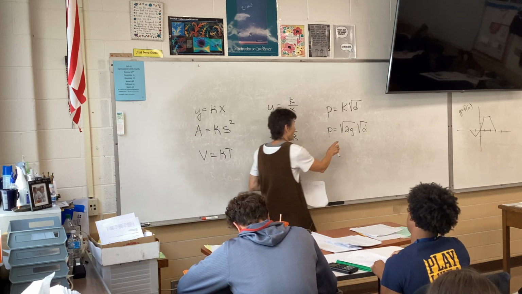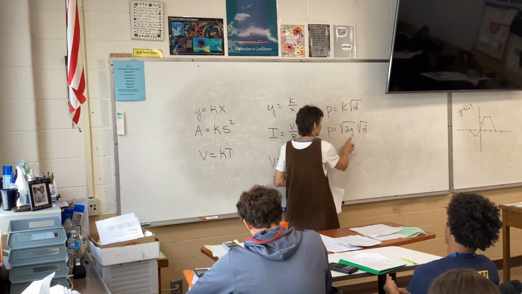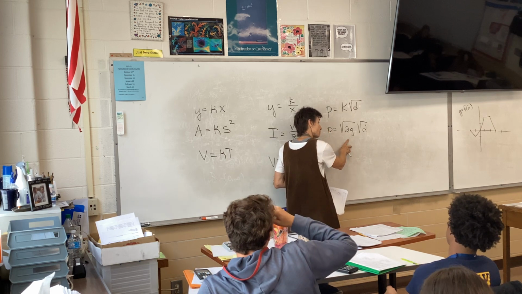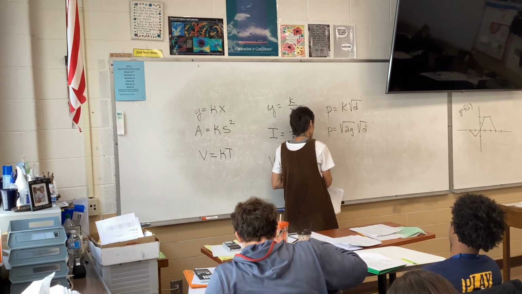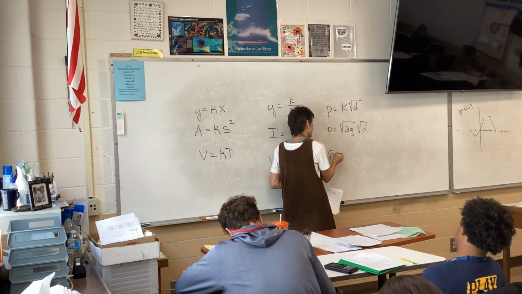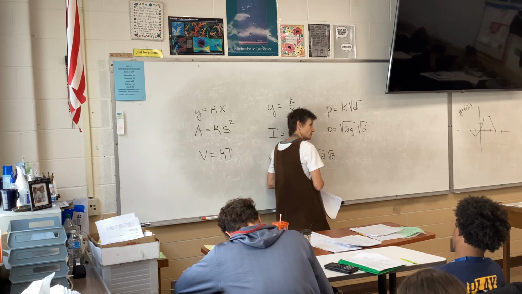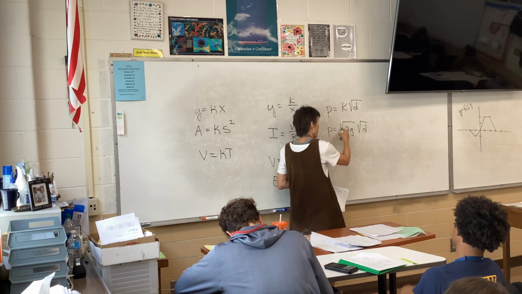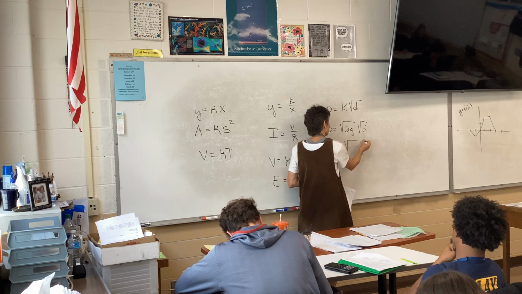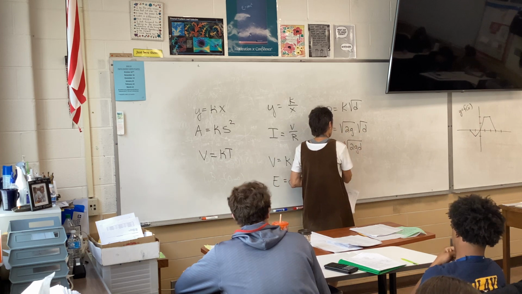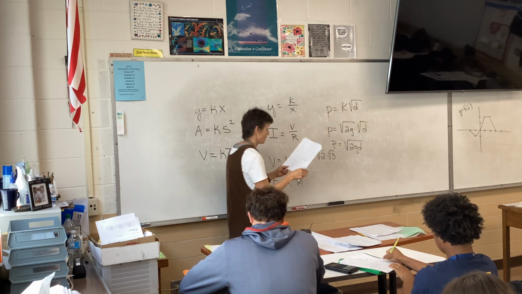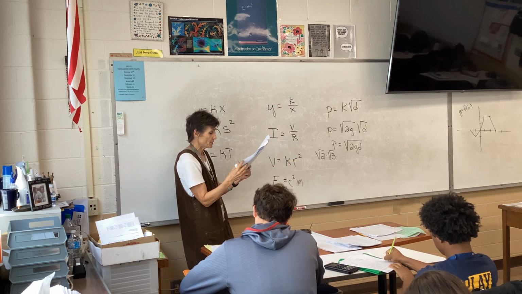Can these be combined? Can you multiply the square root of 2 times the square root of 3? Yeah, as long as these are the same root, you can put them together. So S equals the square root of 2gd.